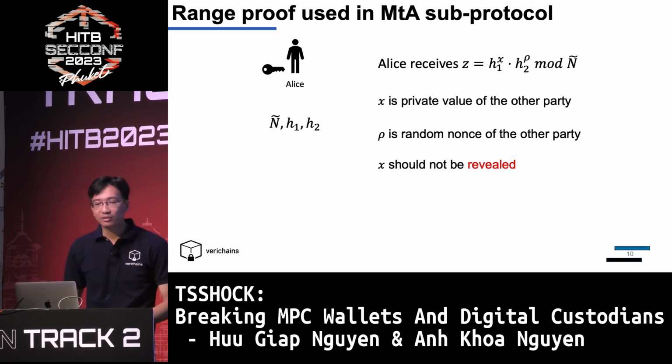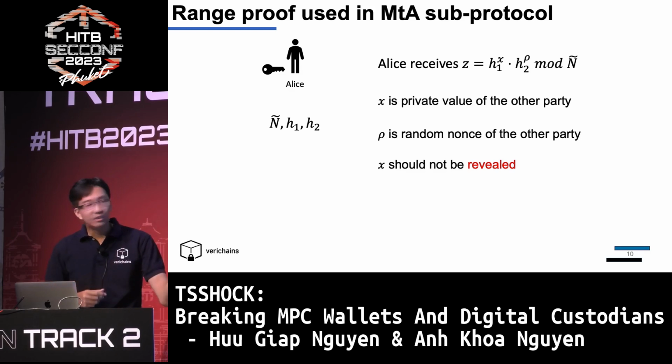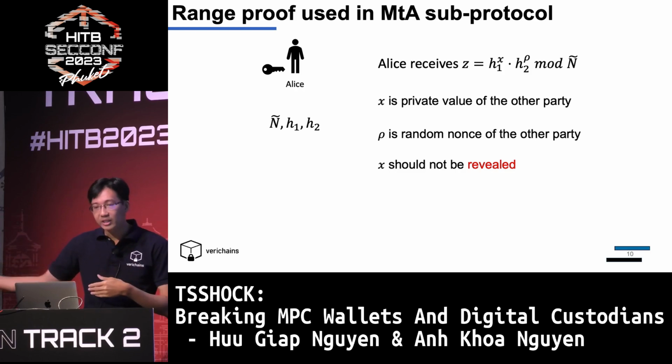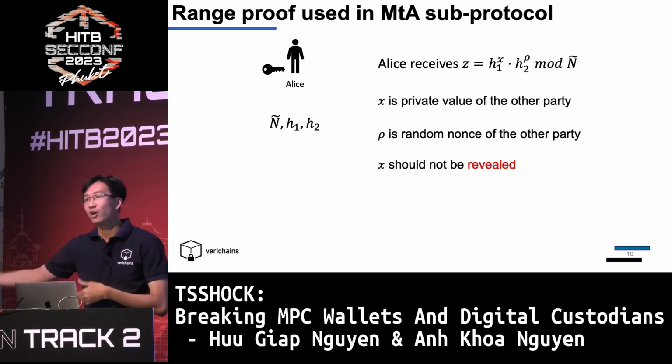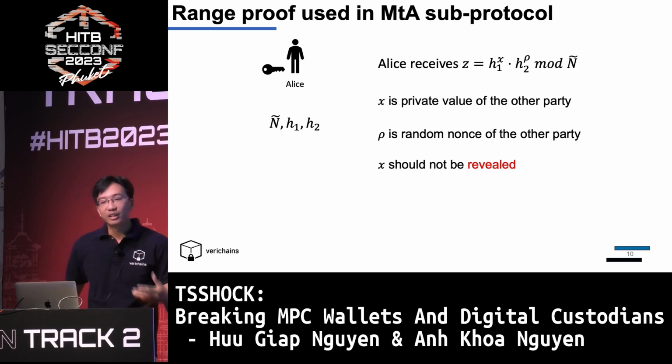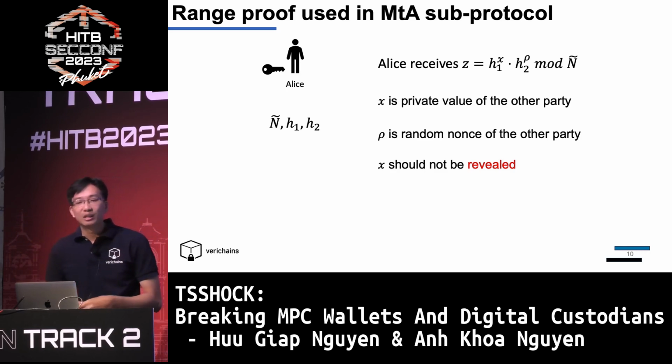Now Alice has N tilde, h1, h2, and Alice will receive z, like the formula, with x being the private value of the other party, and rho being the random nonce of the other party. So the idea here is that x should not be revealed. As we said earlier, the MTA has input that is very sensitive data, so it should not be revealed.